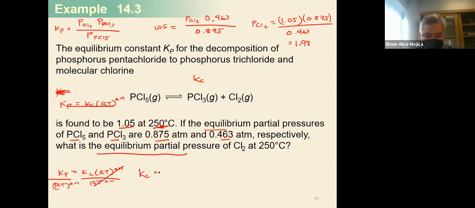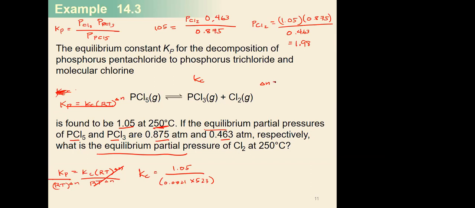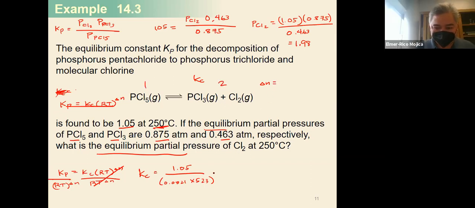So you have here Kc is equals to 1.05 divided by 0.0821 times, what's the 250 equivalent from this one? Oh no, this is 230. So 250 plus 273, that's 523. What's the value of delta n? 1. Okay, it's 1 because you have 2 here and then 1 here. So if you're going to do this, 1.05 divided by 0.0821 times 523, you have here 0.0245.